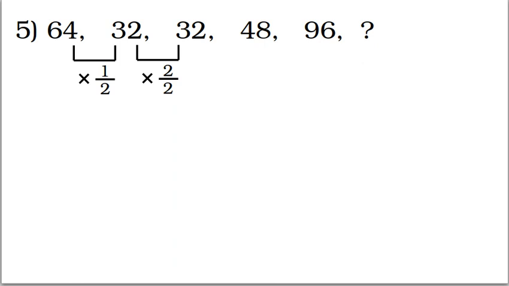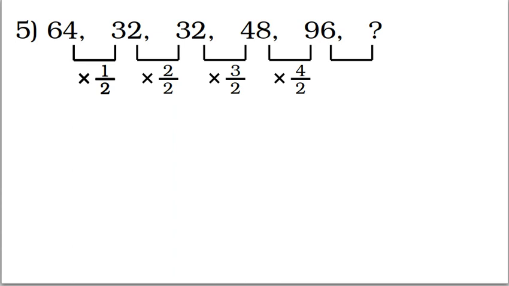If you look at these two fractions, the denominator remained the same and the numerator increased. Previously it's into 1 by 2, now it's into 2 by 2. So 32 and 48. How can we relate these two numbers that way? Into 3 by 2. So 48 into 4 by 2 gives you 96. So 96 should be multiplied by 5 by 2, which gives your answer as 240.